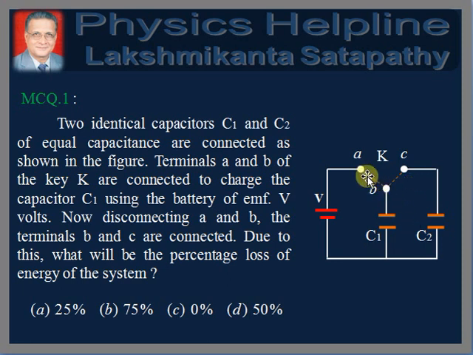When A and B are connected first, then C1 is charged by the battery of V volts. Then we disconnect A and B and connect B and C. Thereby the battery is out of circuit and the charge will be equally shared by C1 and C2. Due to this, there will be some loss in energy of the system. We are required to find the percentage loss of energy of the system. The options are given in the question. We are required to find the correct option.